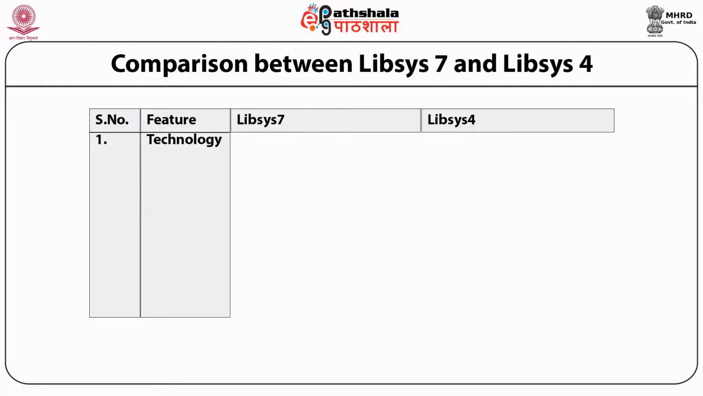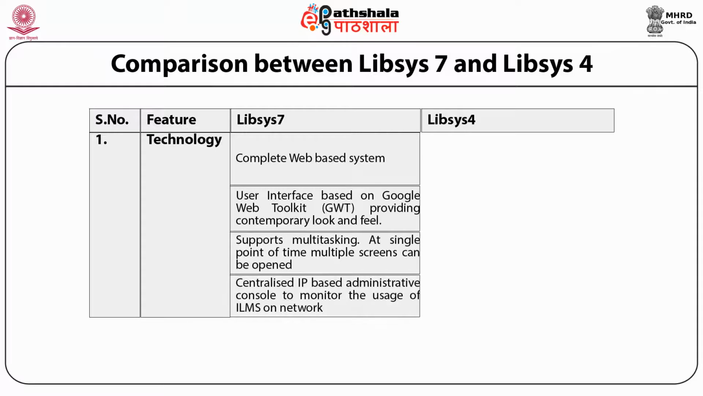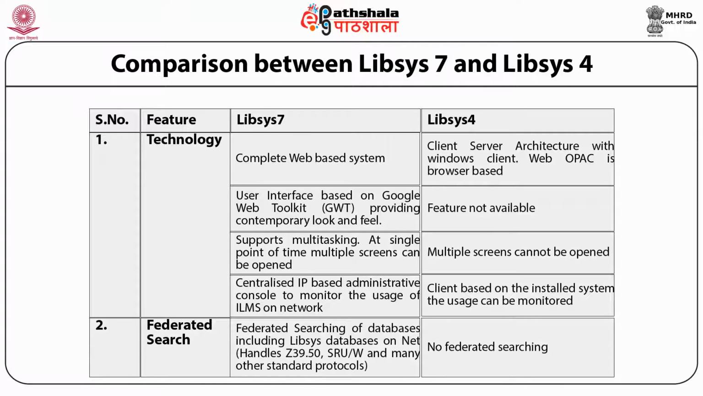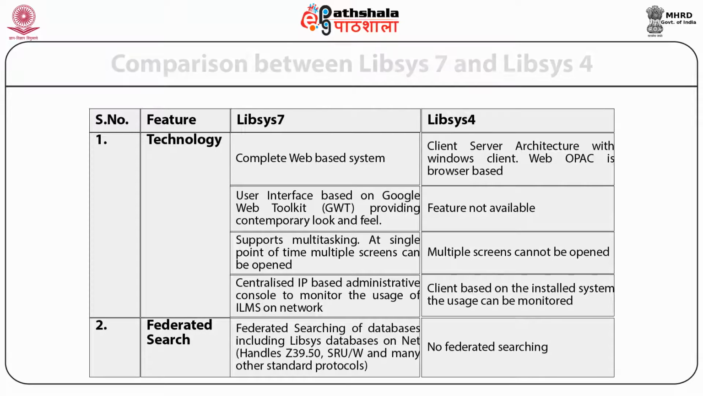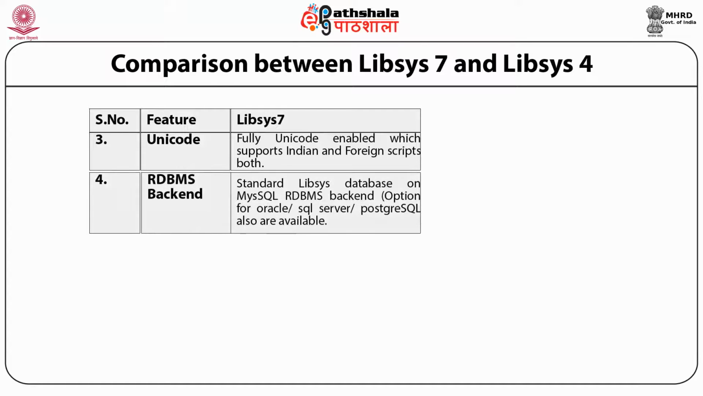Technology-wise, Libsys 7 is superior as it is a complete web-based system and uses a user interface based on Google Web Toolkit. Version 7 supports multitasking, and has a centralized IP-based administrative console. It also provides federated searching of databases, including Libsys database on net, which has not been available with Libsys 4. Libsys 7 fully supports Unicode for Indian and foreign scripts both and provides an RDBMS backend.